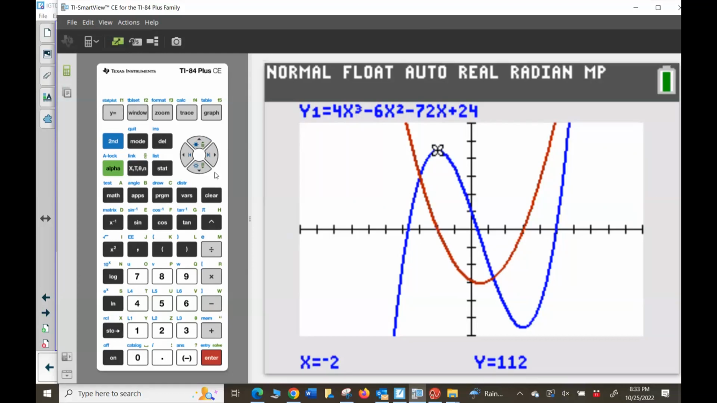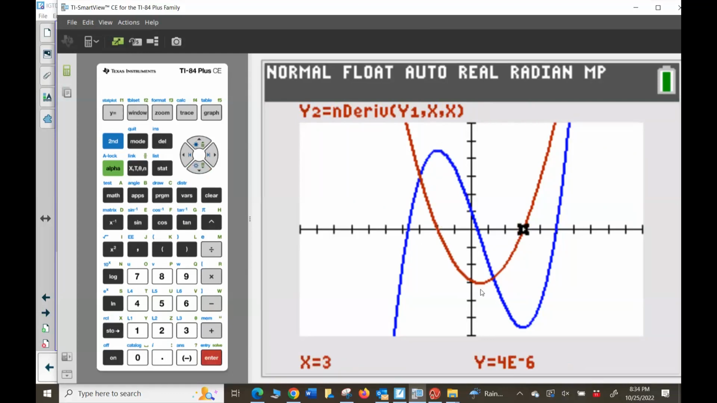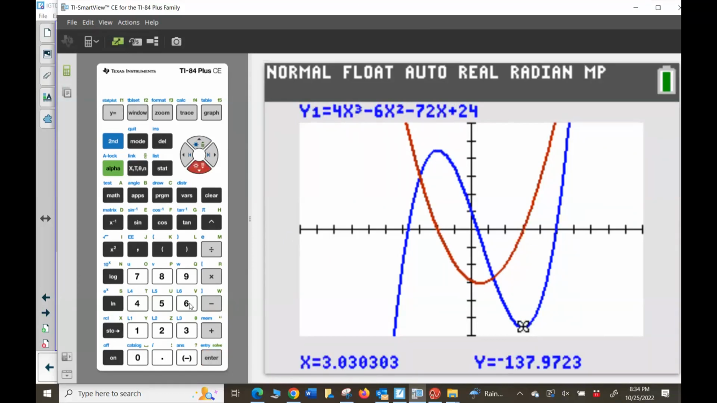At +3, if I go back down to the derivative and go to +3, we can see that the derivative's value at 3 is also 0. And right below it is another critical number or critical point. So if I jump down here on the blue at exactly 3, my relative minimum is y is -138.